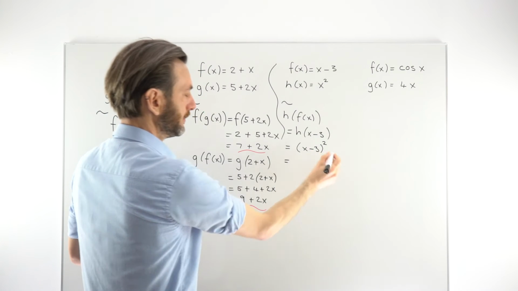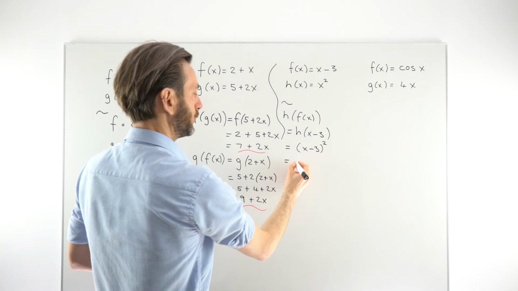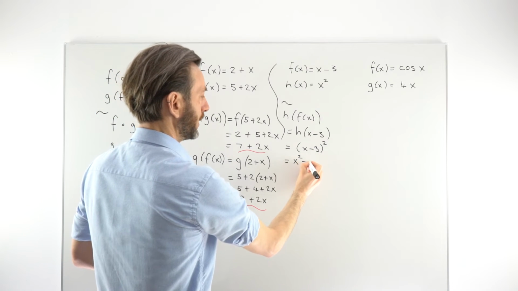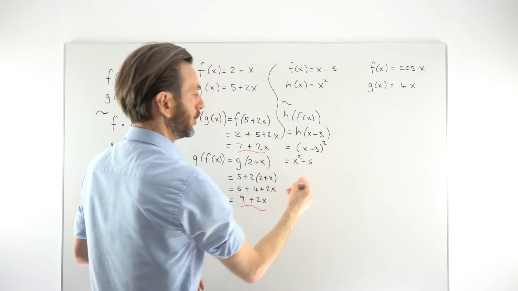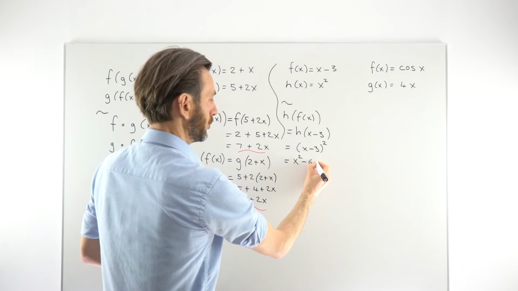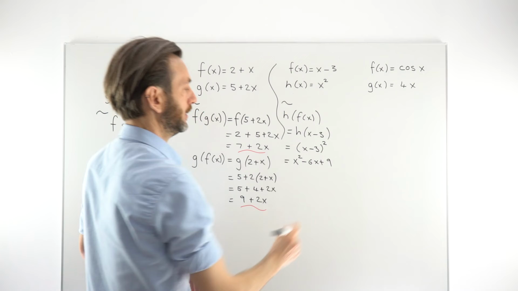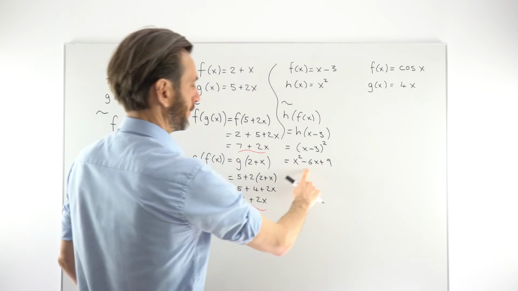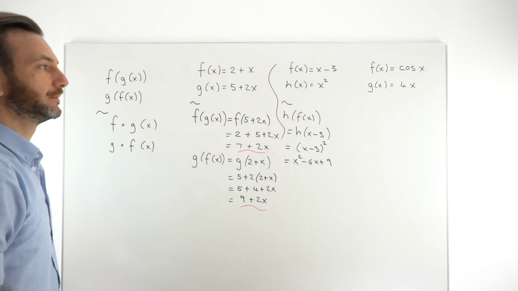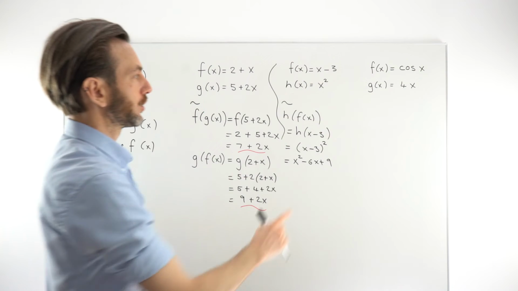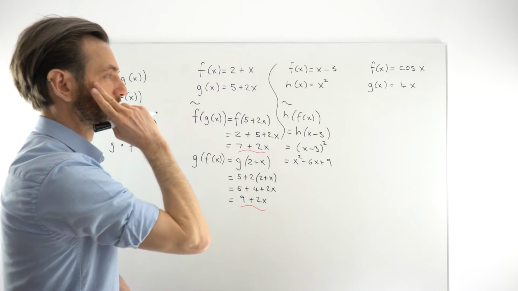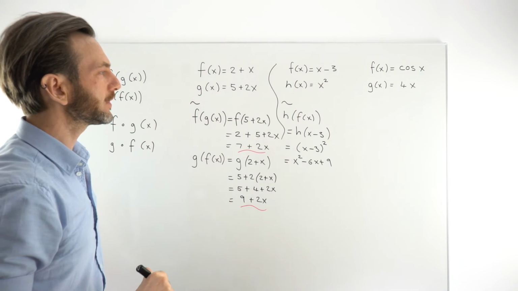For this one, you could leave it like that, but you'd probably be expected to multiply out the brackets. If you do that, you would get x squared, you would get 2 negative 3x's, giving you a minus 6x, and you'll get a plus 9 on the end. So that one ends up being this sort of trinomial format. Okay, so that's a fairly common thing to have, like a squared in one of the functions. Right, let's look at the last one.